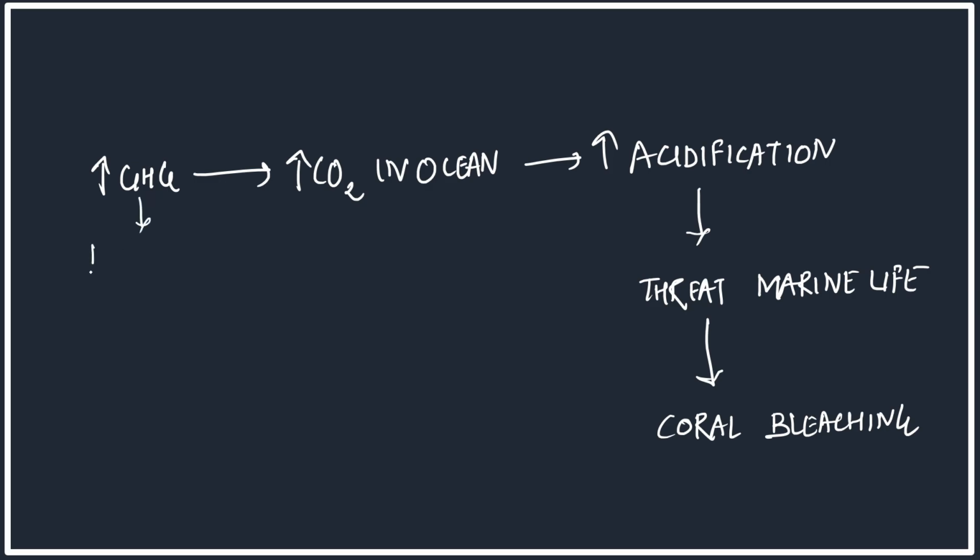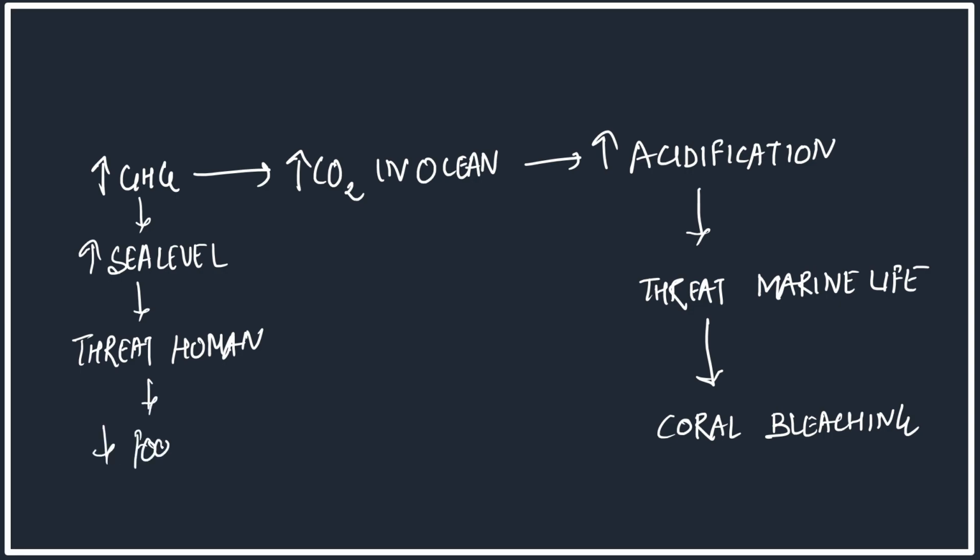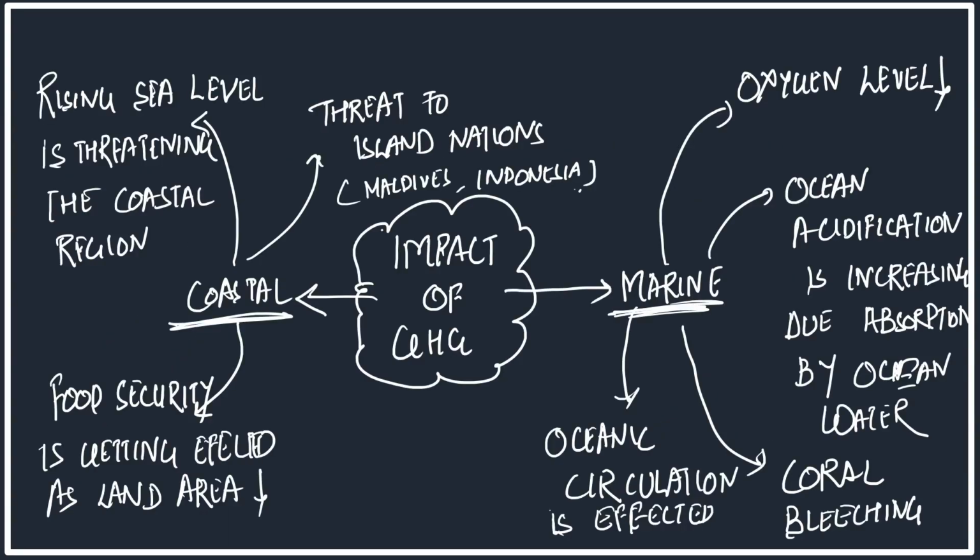Similarly, you can also make a second flowchart from here. Increasing greenhouse gas, increase in sea level, threat to human, decreasing food security. Like this. If you have less time, you can use these kind of flowchart. Okay. So I'm showing you so that you would be ready for any kind of situation whenever you are writing the mains exam.